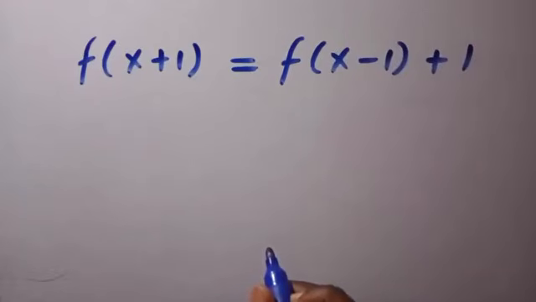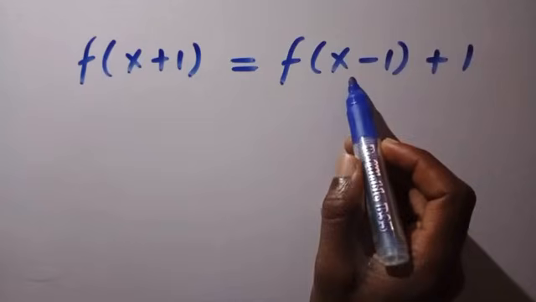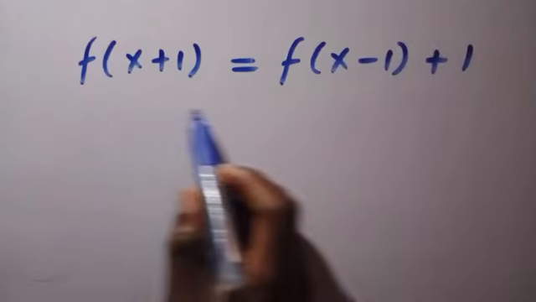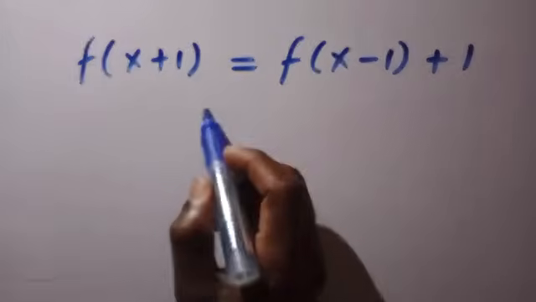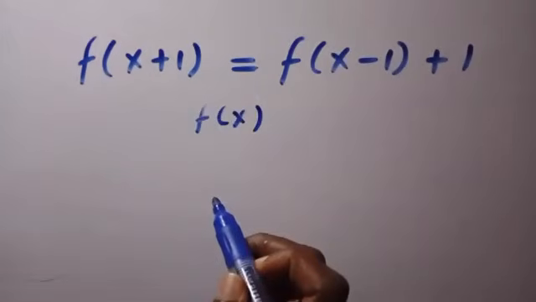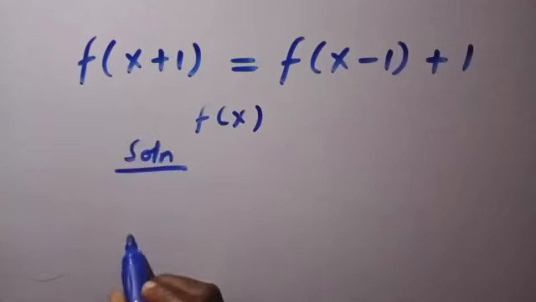Here we have an interesting functional equation. We are given f(x+1) = f(x-1) + 1, and we want to find the general form of f(x) given this function. So let's start by solving this.